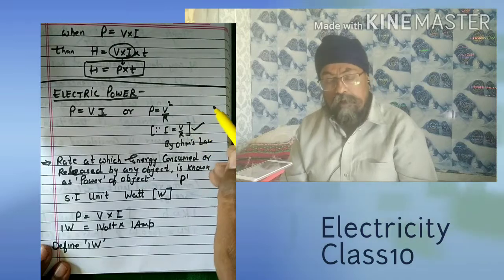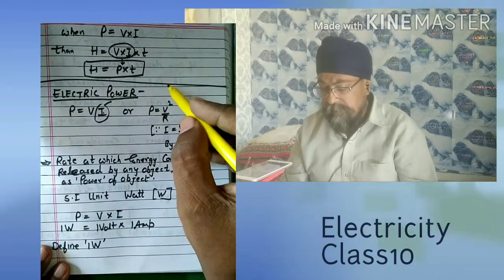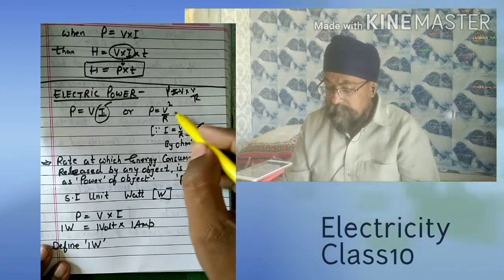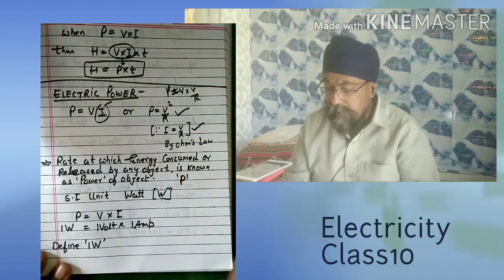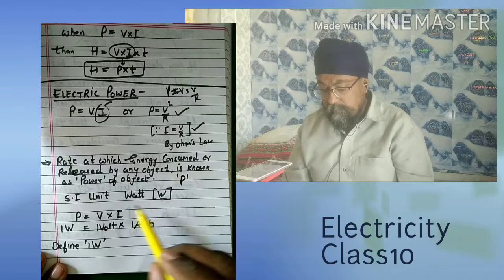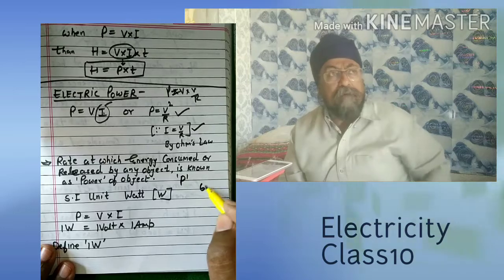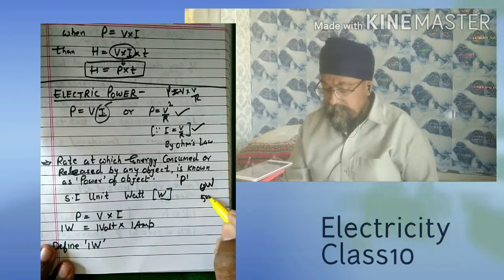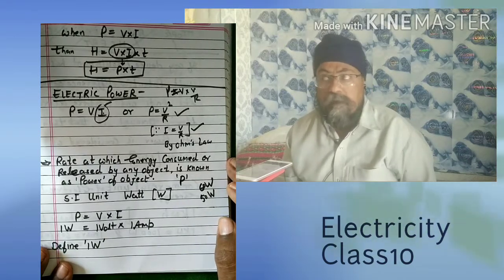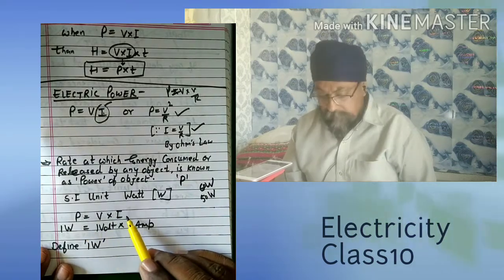According to Ohm's law, we know that I equals V upon R. So when we put the value of I here, P equals V into V upon R, that becomes P equals V square upon R. The SI unit of power is watt, denoted by capital W. You can see on any bulb 50 watt, 60 watt. Each appliance has this type of mark, and that mark shows the power of that equipment.